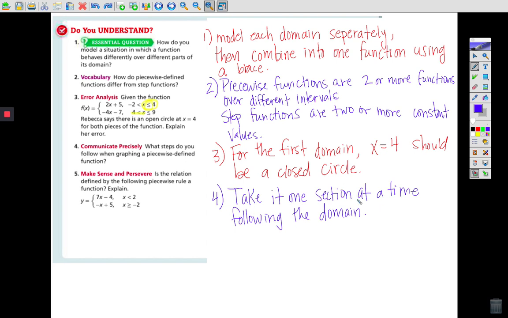So after we take it one section at a time following our domain, then I said making note about whether circles need to be open or closed.